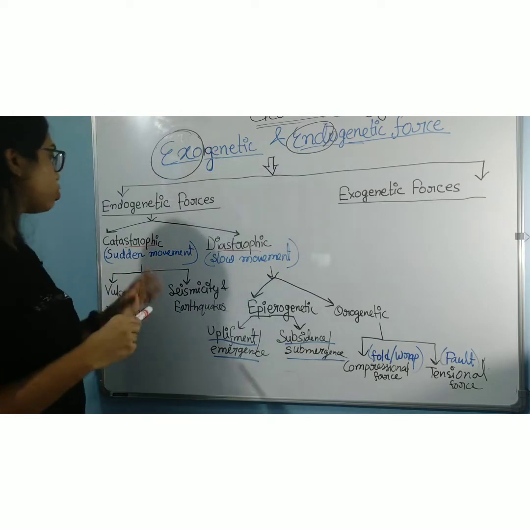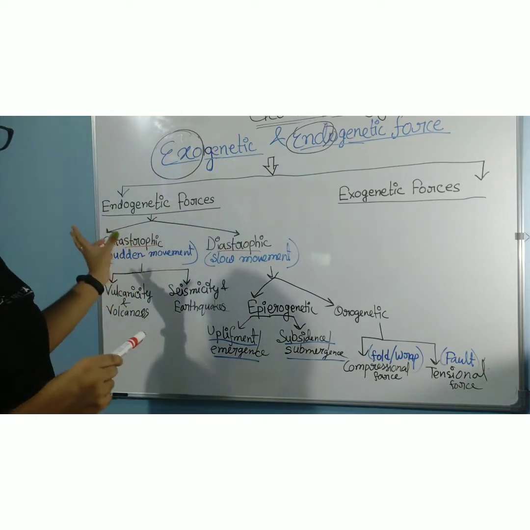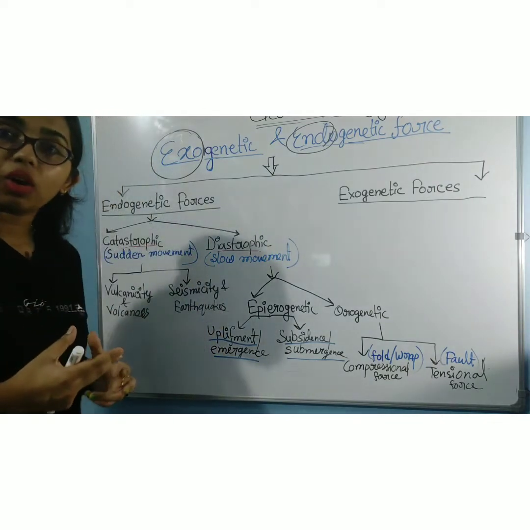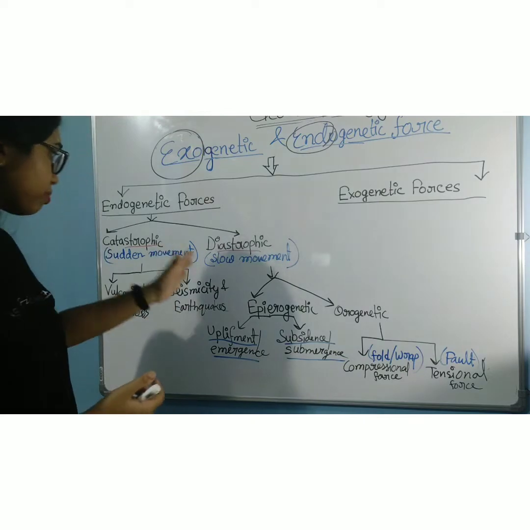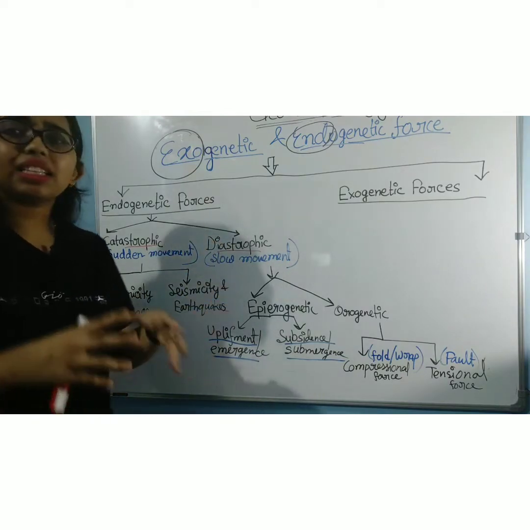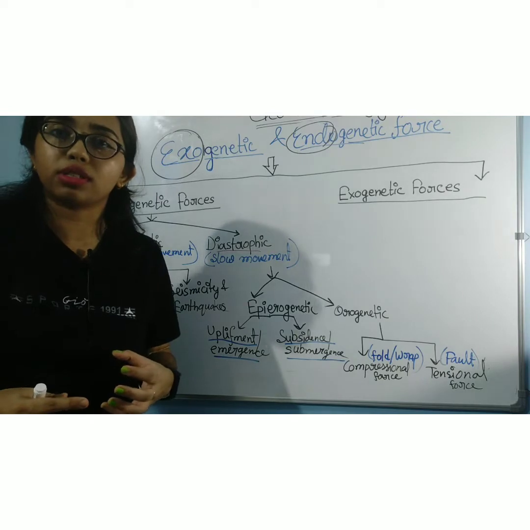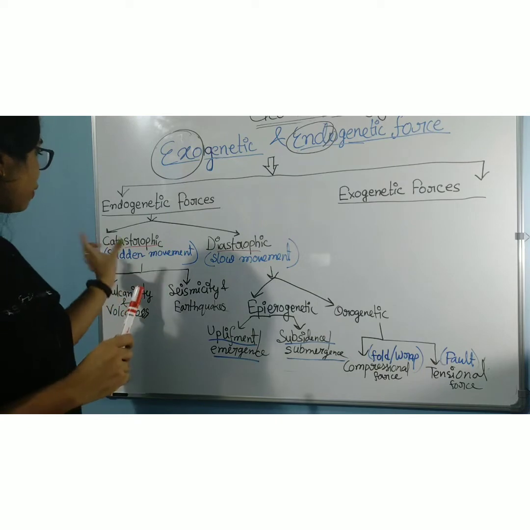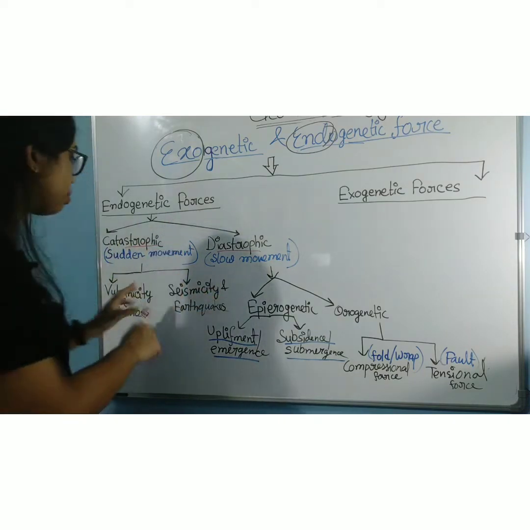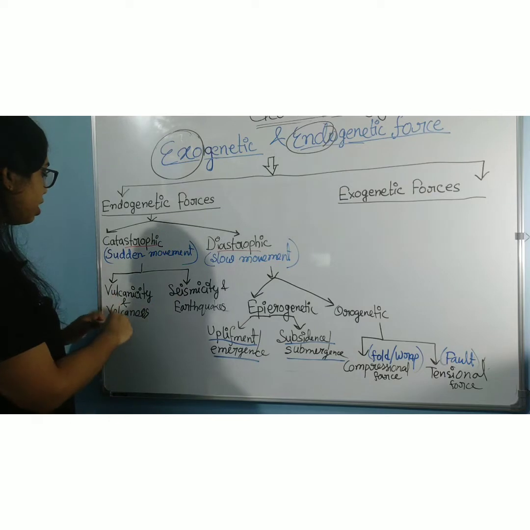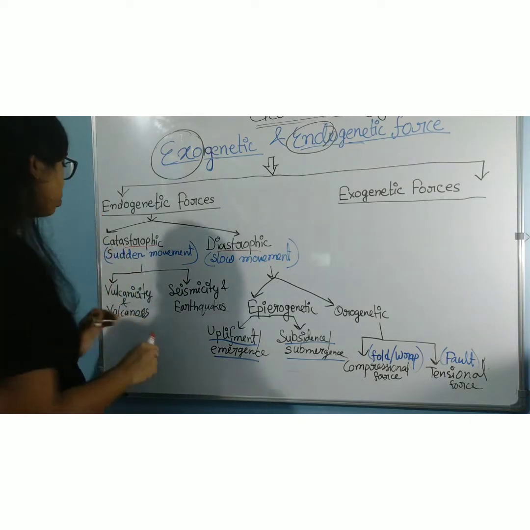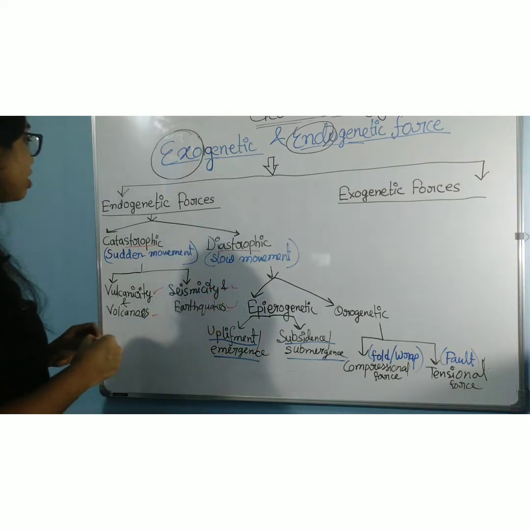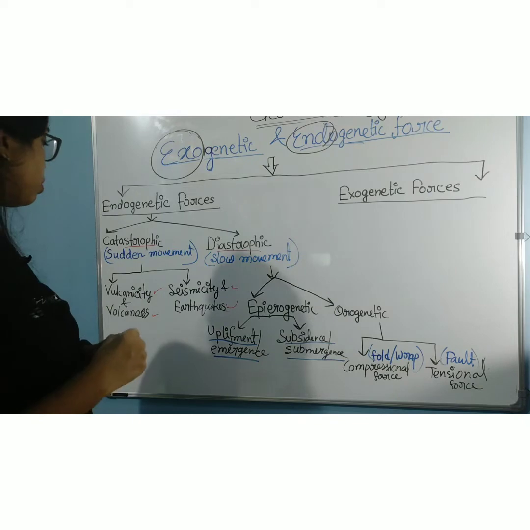So what is catastrophic? Catastrophic movements or forces are sudden forces which occur suddenly. And what is diastrophic? These are very slow forces. If I give you examples of catastrophic force, there are different types, like volcanicity or volcanism, and seismicity or earthquake. These are called catastrophic forces.